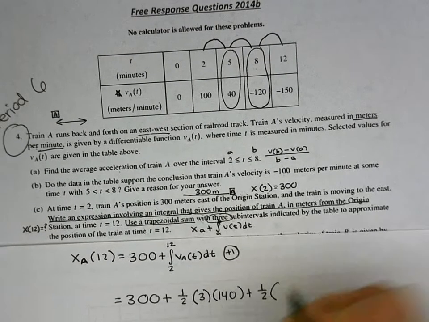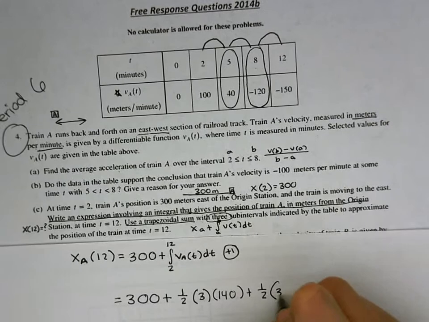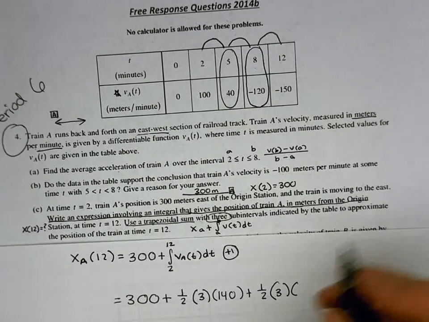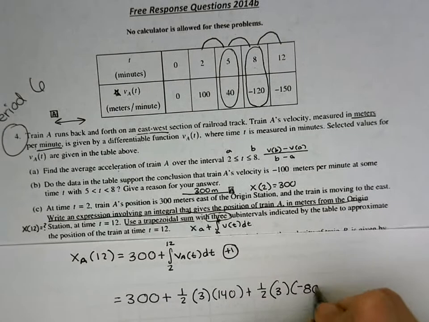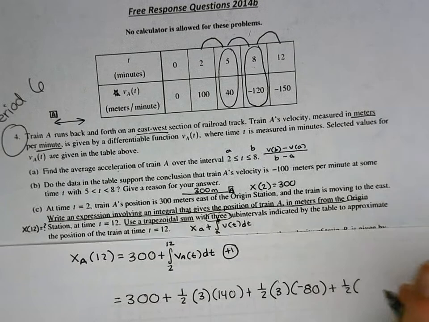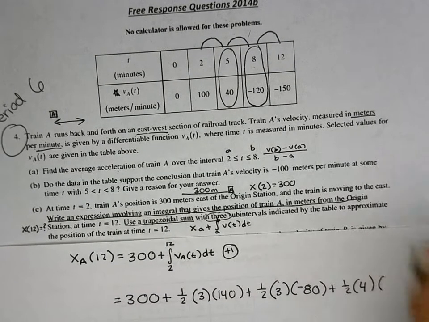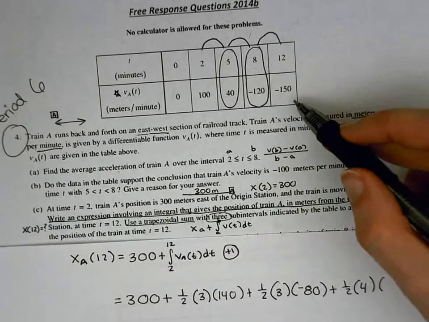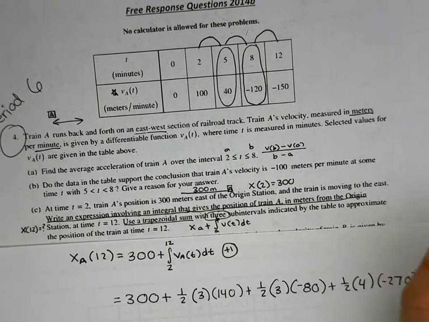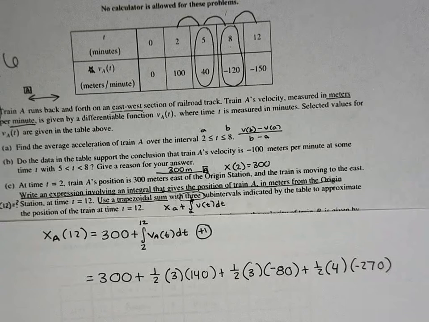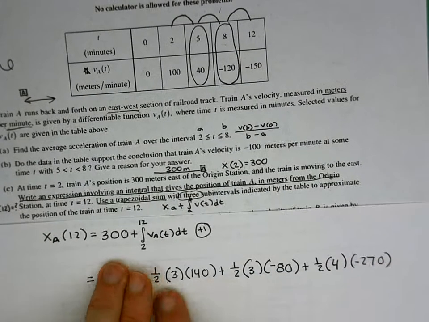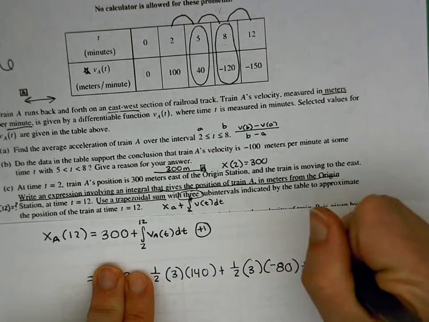Second subinterval, 1/2 the change, 5 to 8 is 3. And both 40 and negative 120, which is negative 80. And then 1/2 the change, last subinterval, 8 to 12 is 4. And both negative 120 and negative 150, which makes negative 270. Okay? Just this trapezoidal piece, not even the 300 out front, just this trapezoidal sum piece was 1 point.